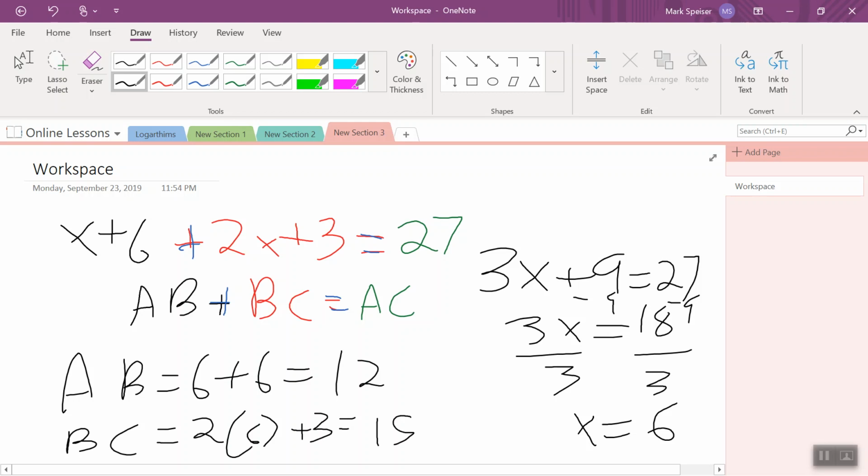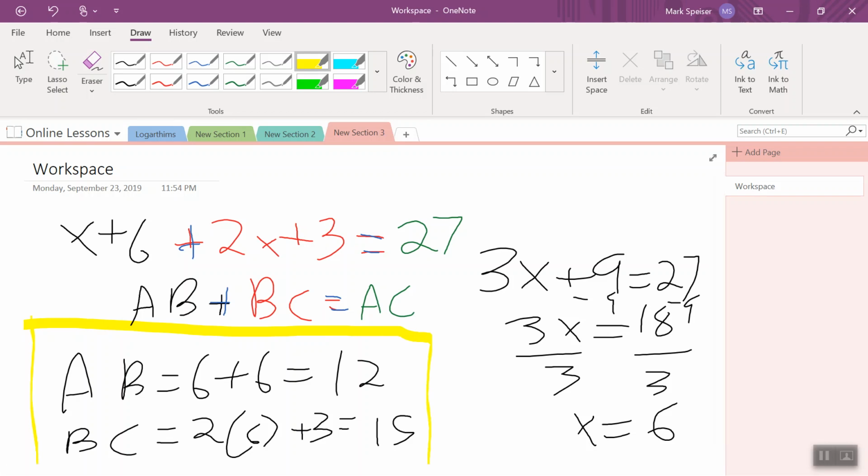And if you notice, in both cases, I did not put the line up top, but I boxed off my answer, and that's the answer to question 1. Pause the video right now if you have anything you want to copy down. Go on to question 2, about adjacent angles.